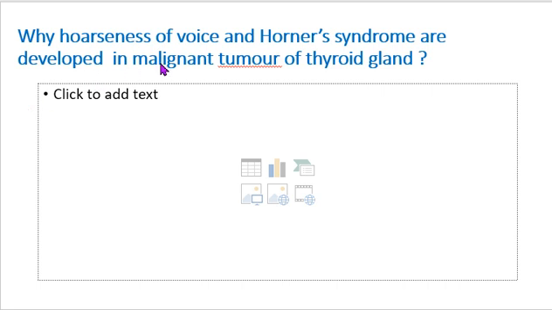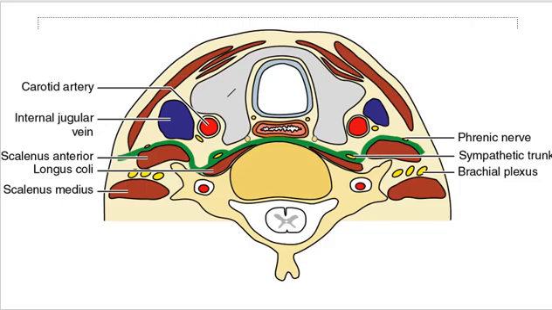Why are hoarseness of the voice and Horner syndrome developed in malignant tumor of the thyroid gland? This is the posterior surface of the lobe of the thyroid gland. Here, this is the relation of the recurrent laryngeal nerve, and this is the location of the sympathetic ganglia. When these two structures are involved, it causes hoarseness of the voice and Horner syndrome. So this is all about clinical anatomy of the thyroid gland.